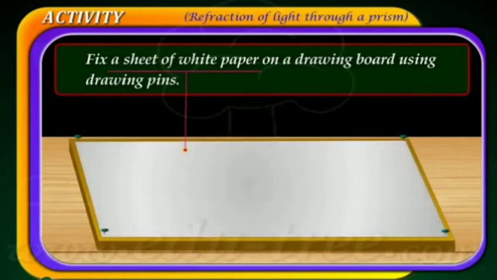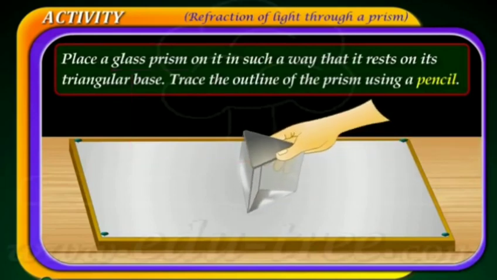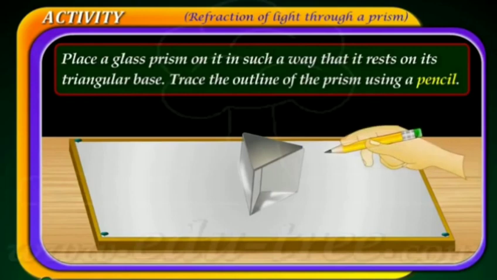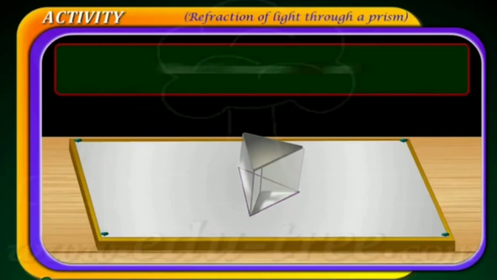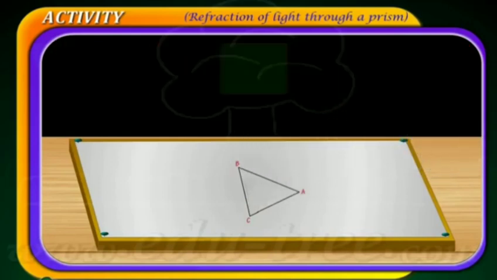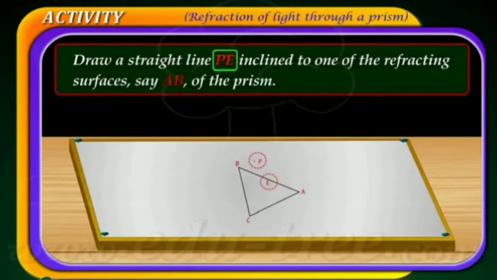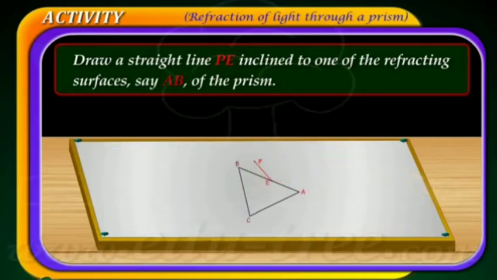Fix a sheet of white paper on a drawing board using drawing pins. Place a glass prism on it in such a way that it rests on its triangular base. Trace the outline of the prism using a pencil. Make its boundary ABC. Remove the prism. Draw a straight line PE inclined to one of the refracting surfaces, say AB, of the prism.